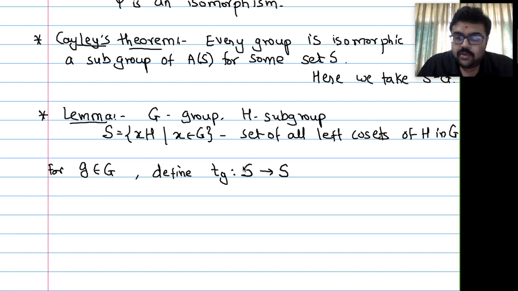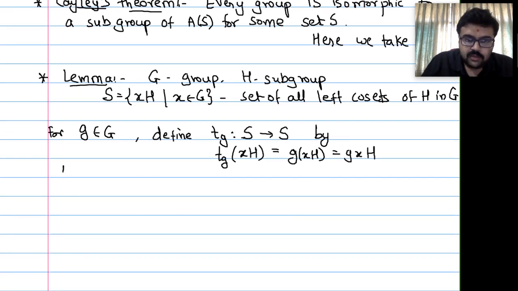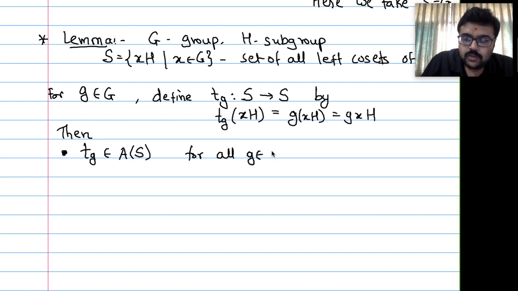So we are taking not t g x equals gx, but how did we define it? t g of xH equals gxH, and gxH is also another left coset, so it is in S. Then what we observed, all these baby exercises, is that first of all this t g belongs to A(S). It is a function from S to S, one-one and onto, for all g in G.